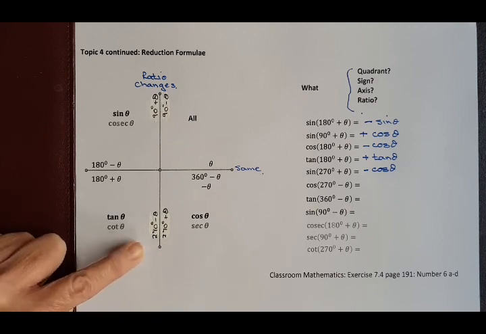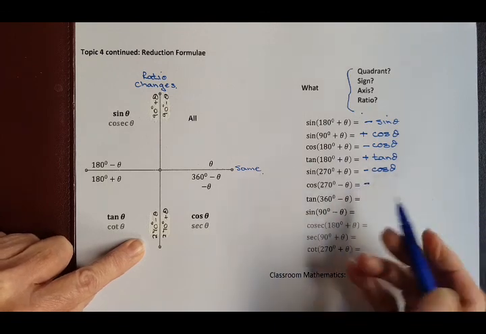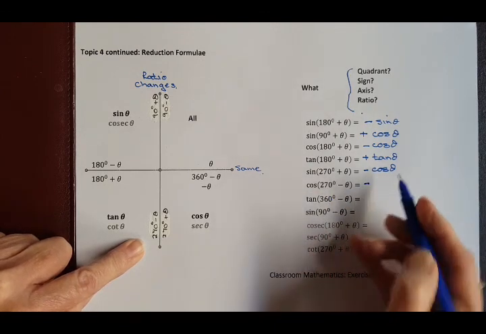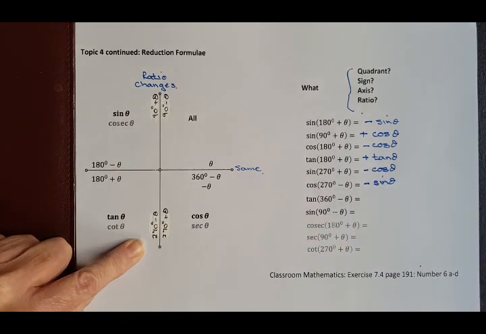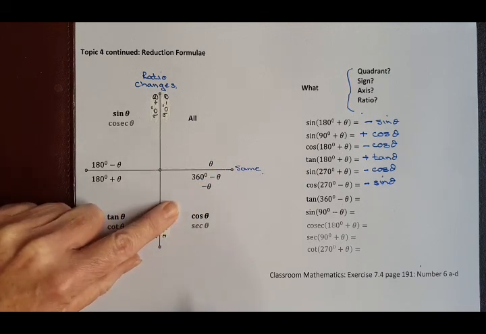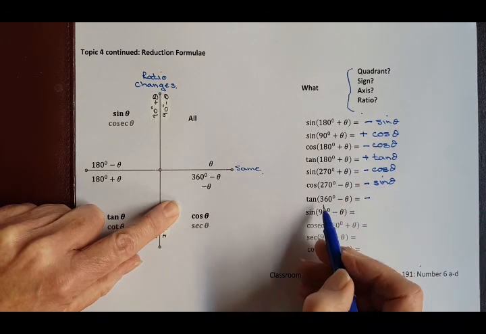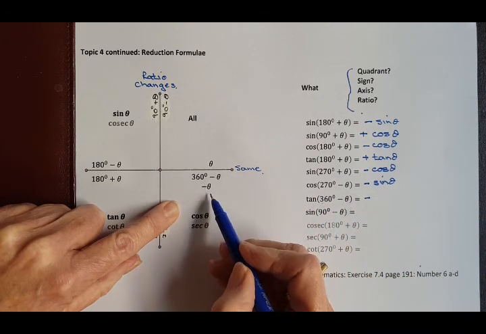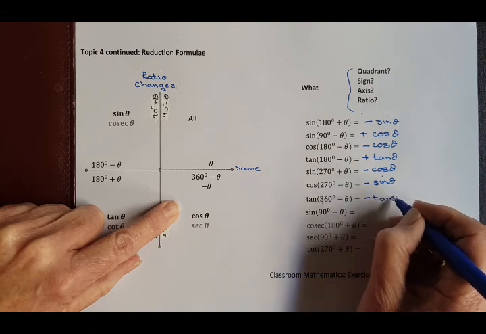Cos of 270 minus theta, what quadrant? Third. What sign? Negative. What axis? Y. What ratio? It changes to its co-function. Tan of 360 minus theta, what quadrant? Fourth. What sign? Negative. What axis? X. What ratio? It stays the same.